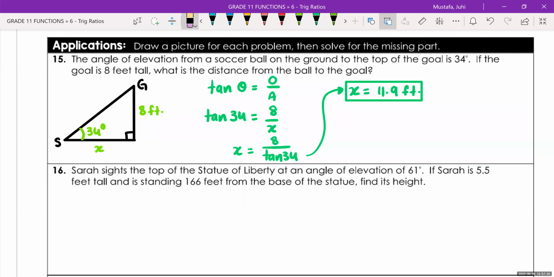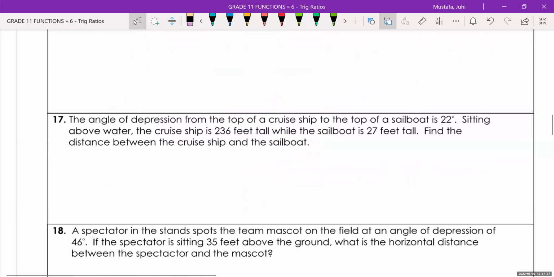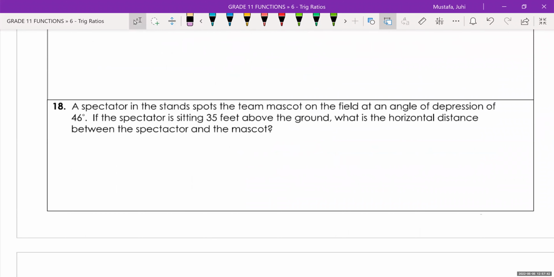All right. Oh, Sarah, look, you're in a question, but we already did an angle of elevation, so I want to do an angle of depression. Let's go all the way to question 18, and let's try that. A spectator in the stands, so high above, spots the team mascot on the field at an angle of depression of 46 degrees. So visualize this.